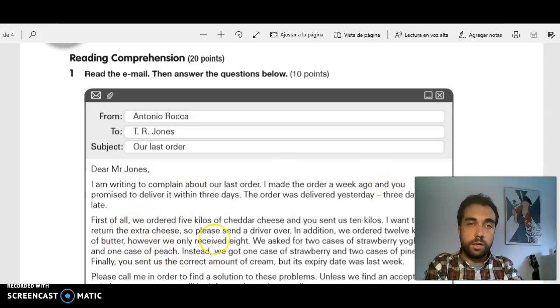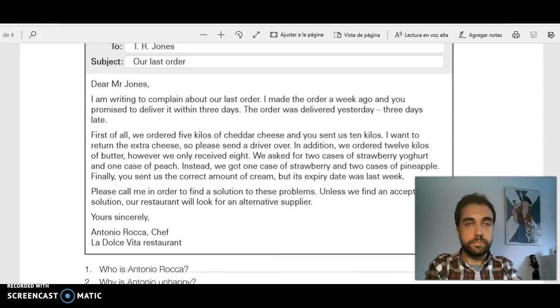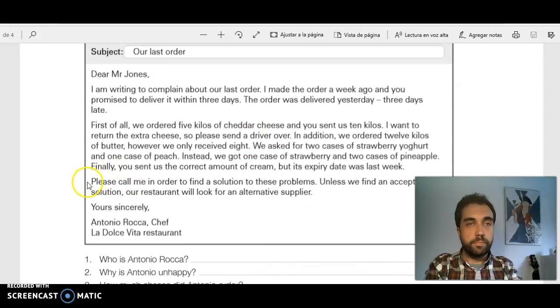And then you've got a more extensive paragraph where what happened is described. And finally, in the same email, we can see the last sentence where it says, please call me in order to find a solution to these problems. Unless we find an acceptable solution, the restaurant will look for an alternative supplier. So normally when we complain about something, we give a description of what happened, but at the same time we give some expectations about what has to change for the benefit of both businesses.